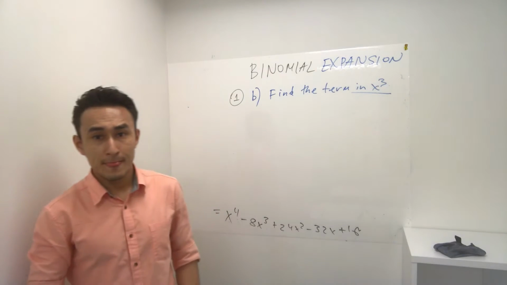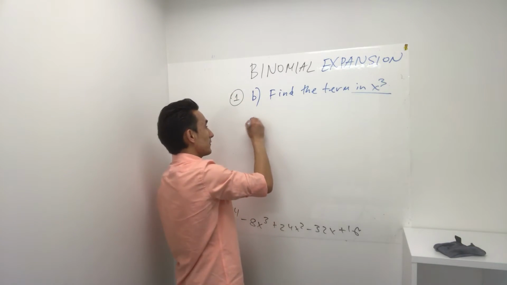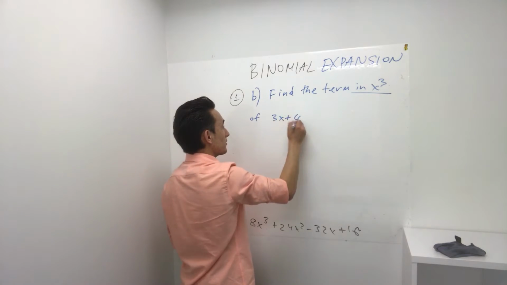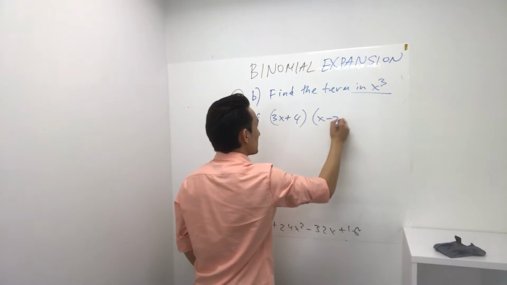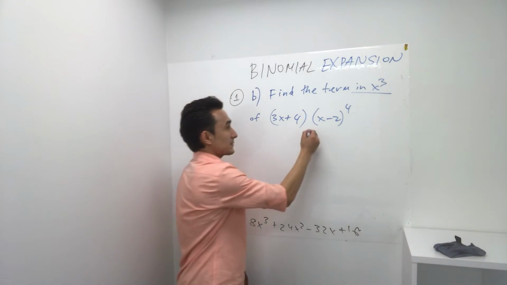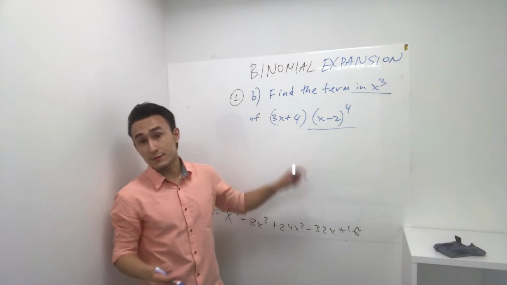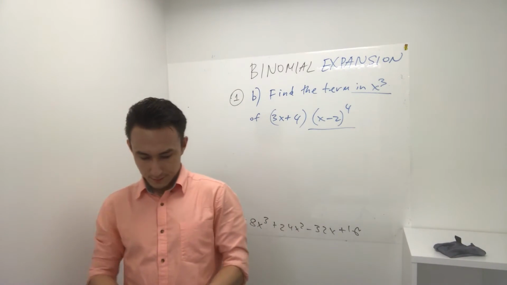We'll see right now. And that's not that hard actually. So find the term in x cubed of (3x + 4) multiplied with (x - 2) to the power of 4. Okay, so as you can see here, this part, (x - 2) to the power of 4, is from part A, and then we have only 3x + 4 extra. Okay, so what should we do?